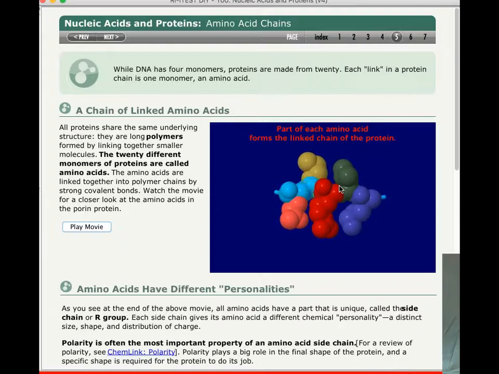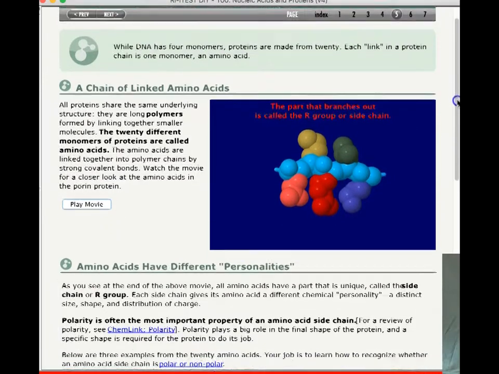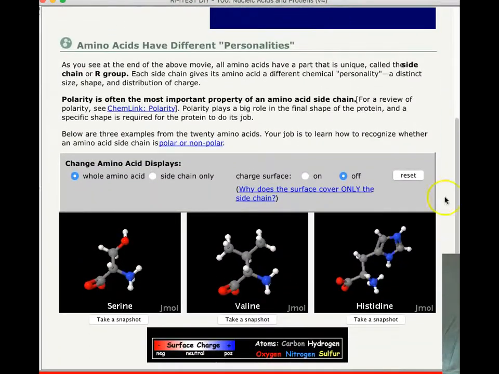They stick together, and the part that's the same on every amino acid is blue. The part that branches out here is called the R group, or side chain, and you're going to know that. You need to know that for question 5. The thing that's different in amino acids is the R group, the chain that sticks out. That gives amino acids their different personalities and helps proteins bond into different shapes.